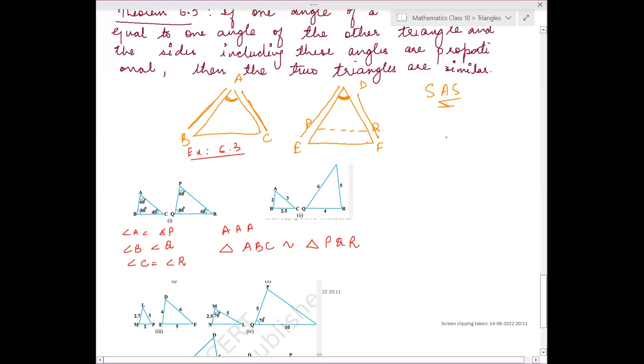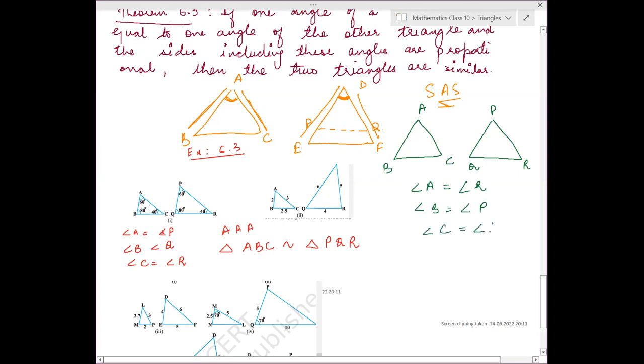Yes, Rida, are you here? Yes, ma'am. For example, you have two triangles. Okay, try to understand it again. This is your angle A, triangle ABC. This is your triangle PQR, right? Now, the situation is this, that angle A is equal to angle R, let's say. And angle B is equal to angle P. And angle C is equal to angle Q. Now, because the AAA criteria is satisfied, that means the triangles are similar.